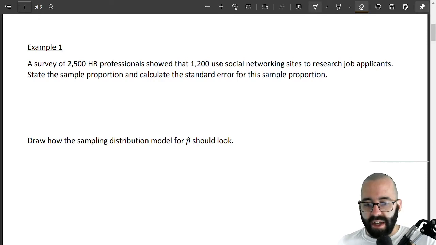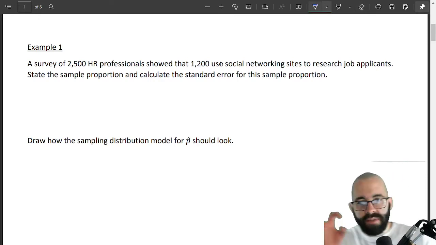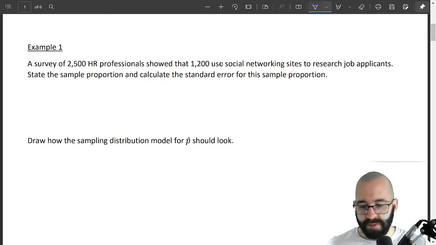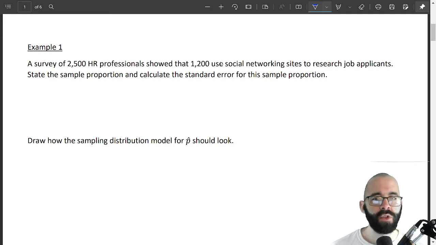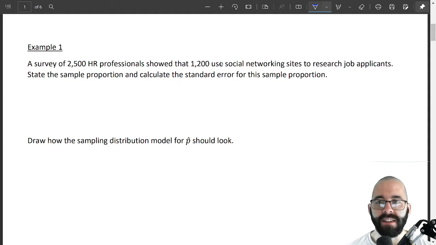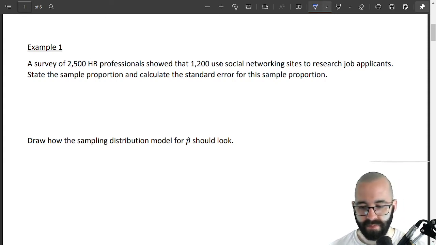So let's do an example to kind of introduce this topic of confidence intervals. So someone took a survey of 2,500 HR professionals, okay? And this survey showed that about 1,200 of those used social networking sites to research job applicants. Kind of an interesting result in and of itself. State the sample proportion and calculate the standard error for the sample proportion.